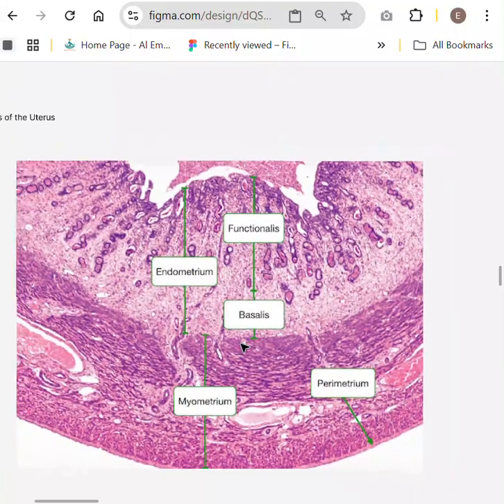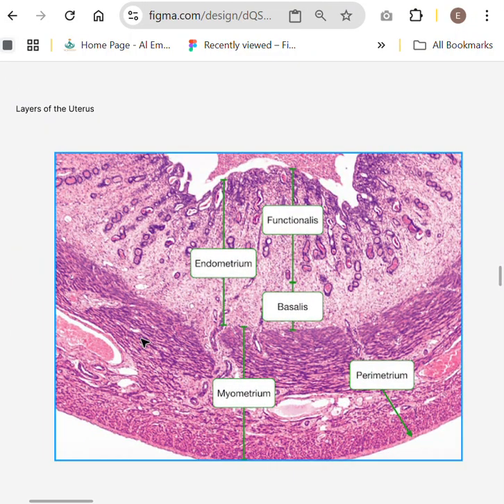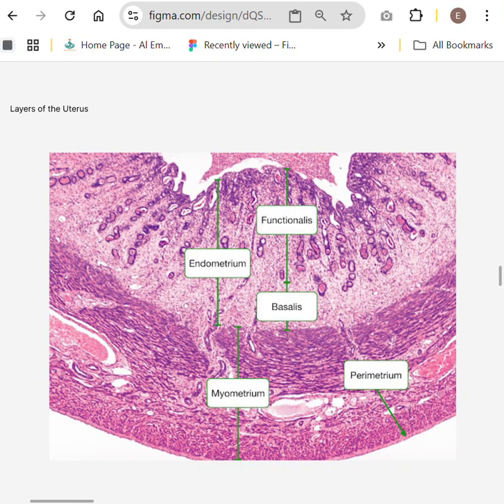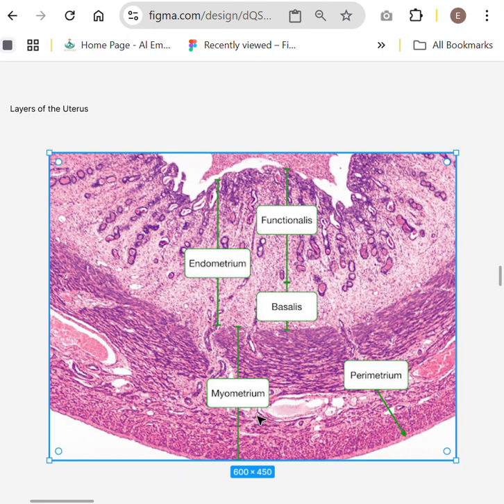I want to show you this. Can you see that the uterus consists of three layers here? The outer serous layer is the peritoneum, and then we have the middle muscular layer, which is the myometrium. Here you can see all this muscular tissue present, and then we have the inner layer, which is the endometrium, right? The inner mucous layer is the endometrium. This is the basalis area and this is the functionalis area. So the endometrium has two parts.